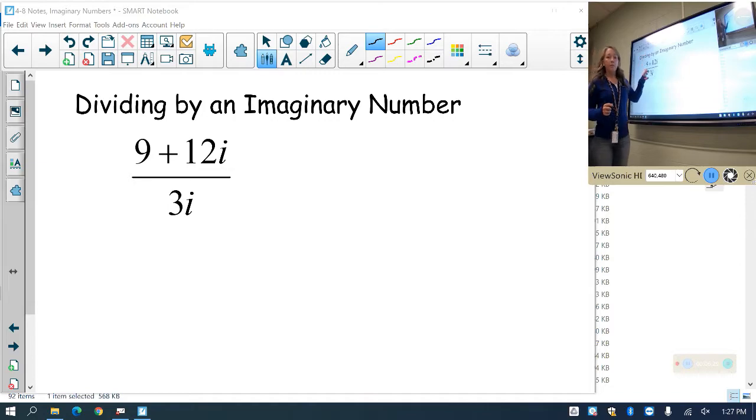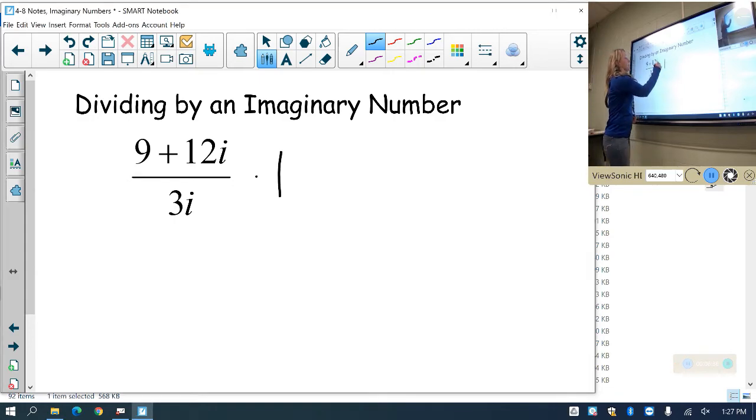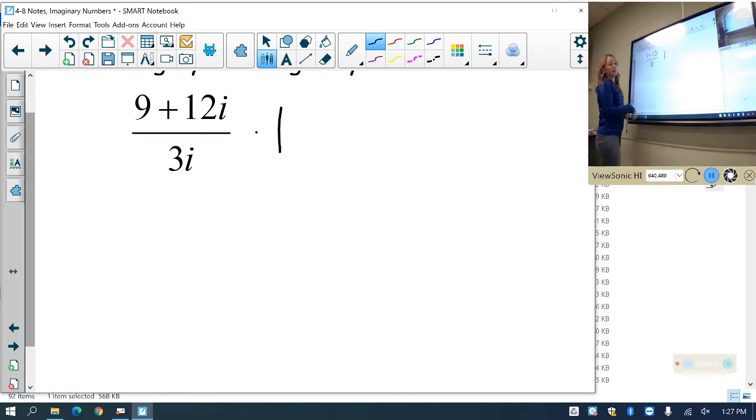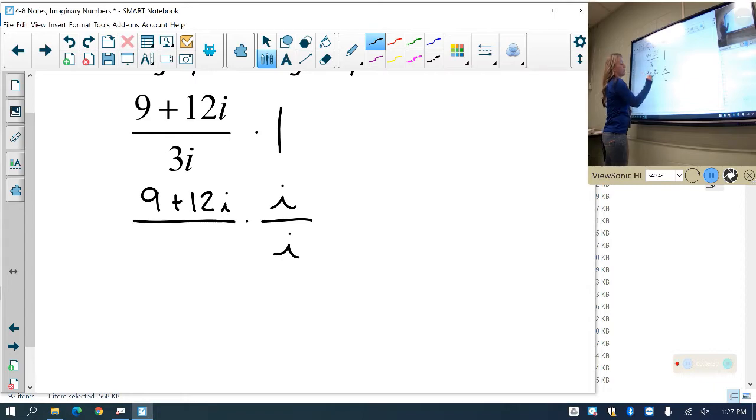When you're solving a problem like this, I have an i in the denominator. To get rid of it, I have to multiply by 1. But I'm going to manipulate that 1 so that I can multiply the bottom and make the bottom i squared, so that there is no longer an i in the denominator. So I'm going to make that i over i, because i divided by i is 1. So I have 9 plus 12i over 3i times i over i. When you multiply fractions, you just multiply the tops and multiply the bottoms: the numerator times the numerator, the denominator times the denominator.